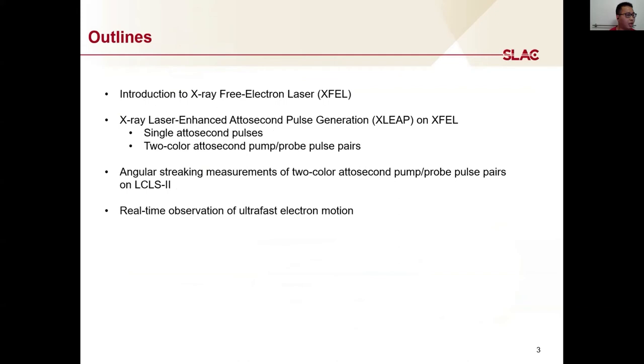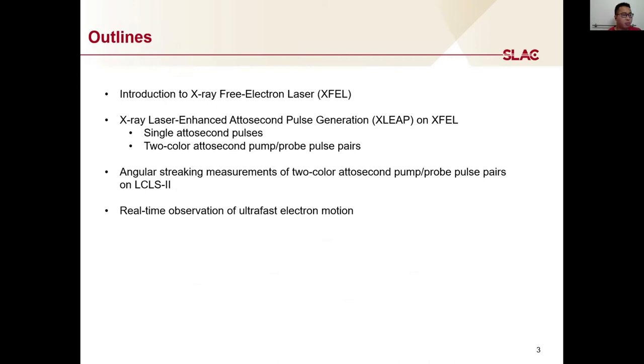Here is my outline. First of all, I will give an introduction to X-ray free electron lasers. I will talk about the main properties of FEL, the microbunching in FEL, and the challenge in generating attosecond soft X-ray FEL pulses. Then I will talk about how we overcome the limit and generate soft X-ray attosecond pulses in the XLEAP project. I will talk about how to generate single attosecond pulses and two-color attosecond pump-probe pulse pairs.